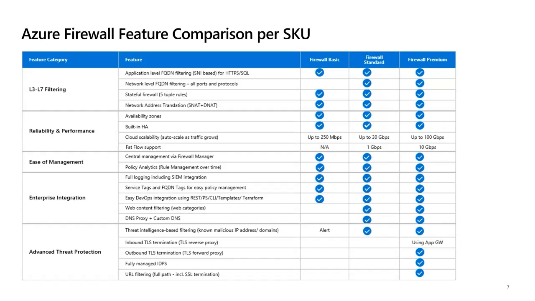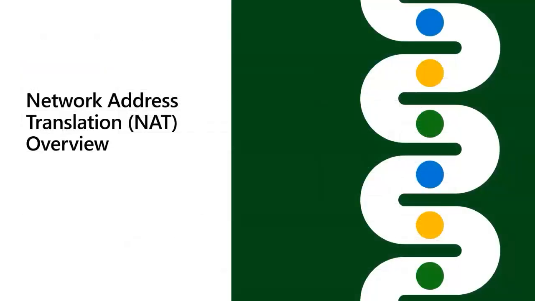For the advanced threat protection features, like I mentioned earlier, these are available within the Azure Firewall Premium SKU. With this, you're able to have TLS inspection, IDPS, and URL filtering on the full path. This lists the differences between these SKUs and is also geared towards the specific customer segment I had mentioned earlier.